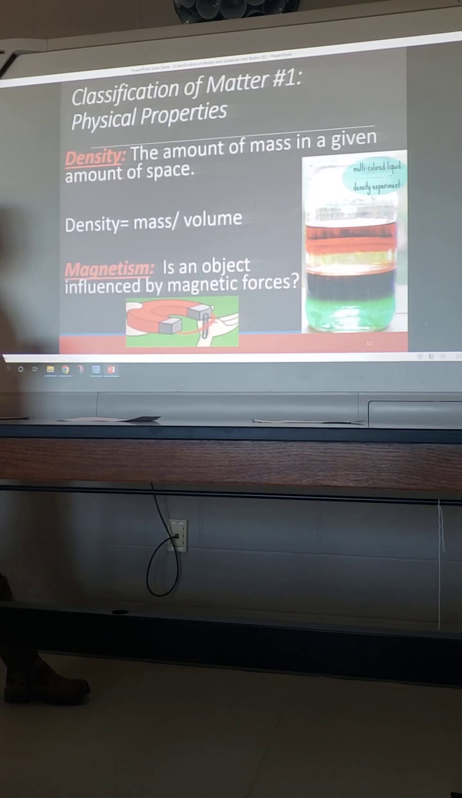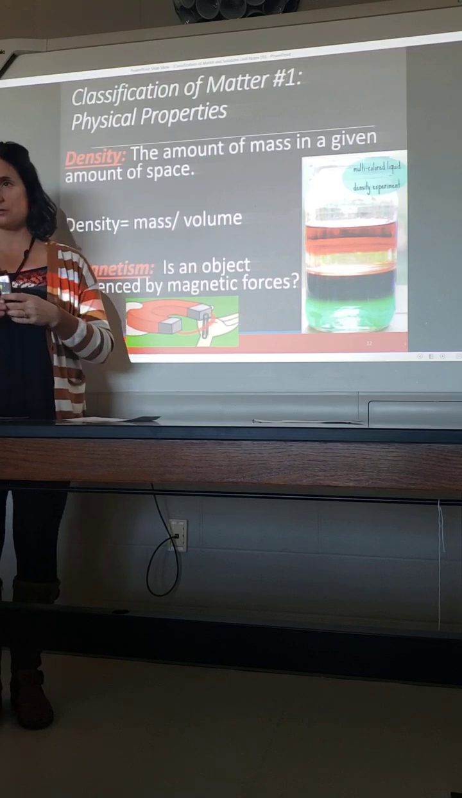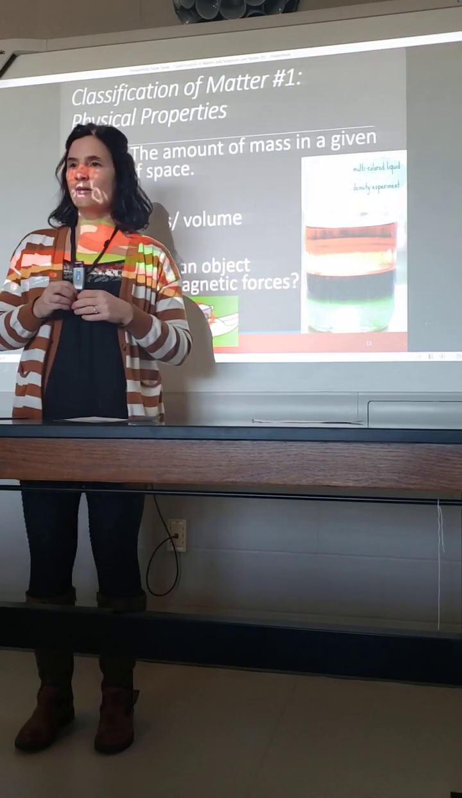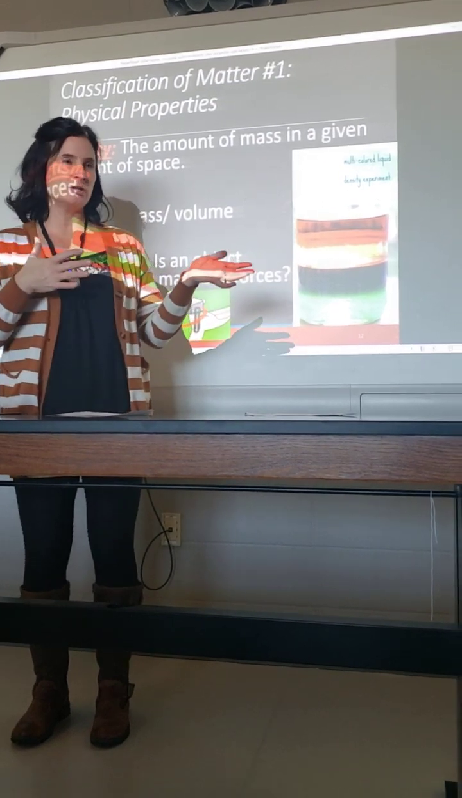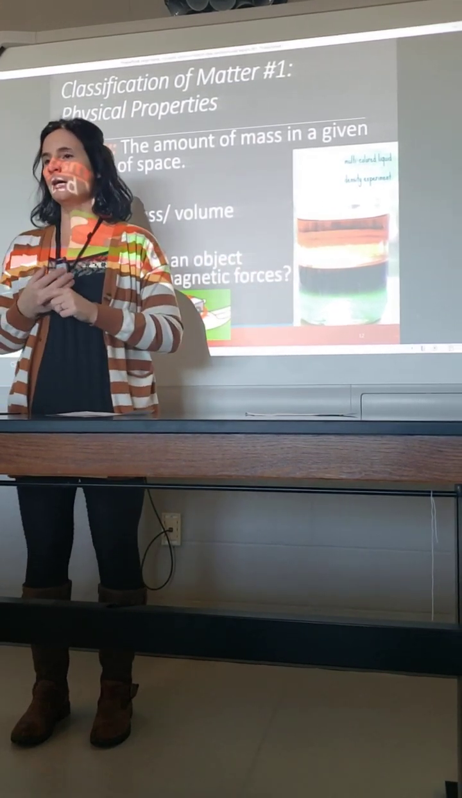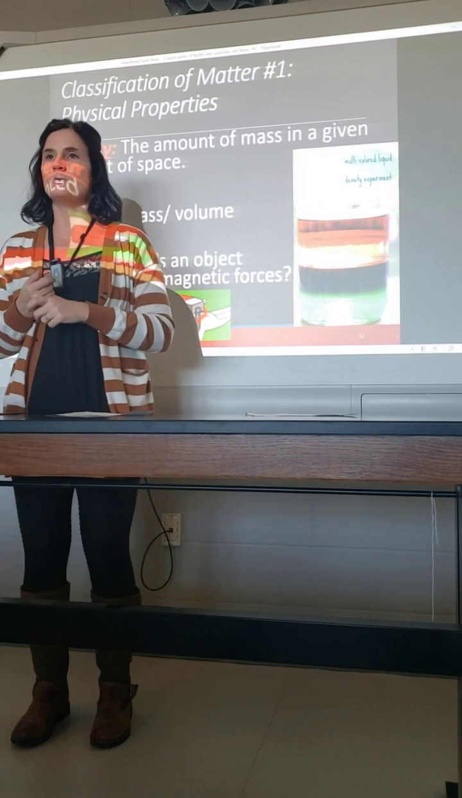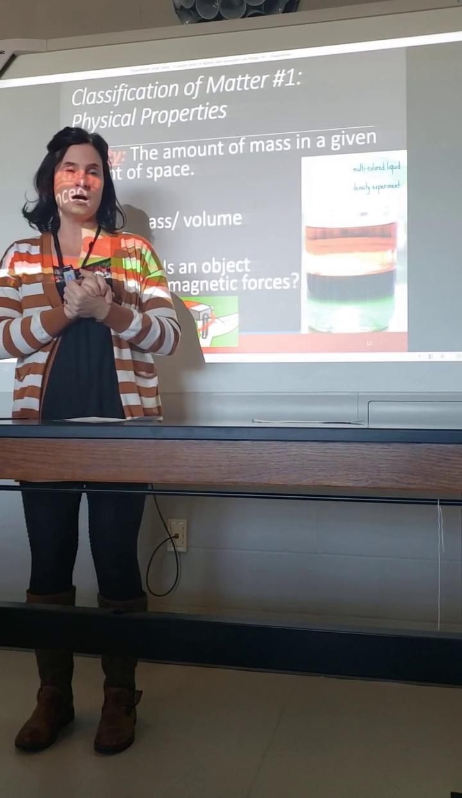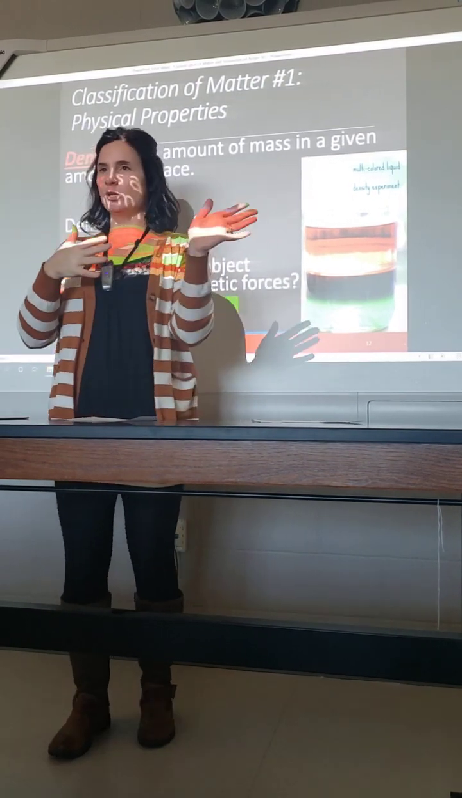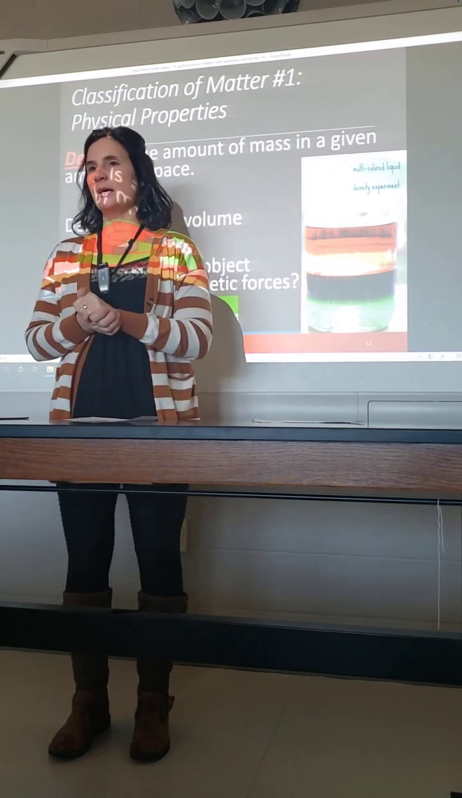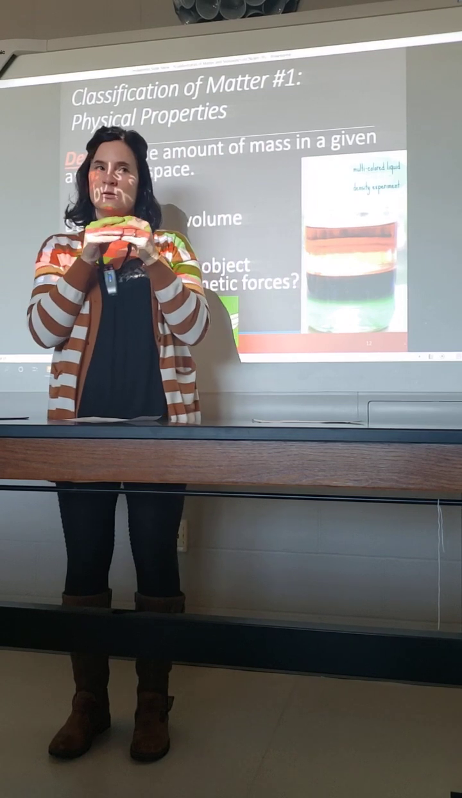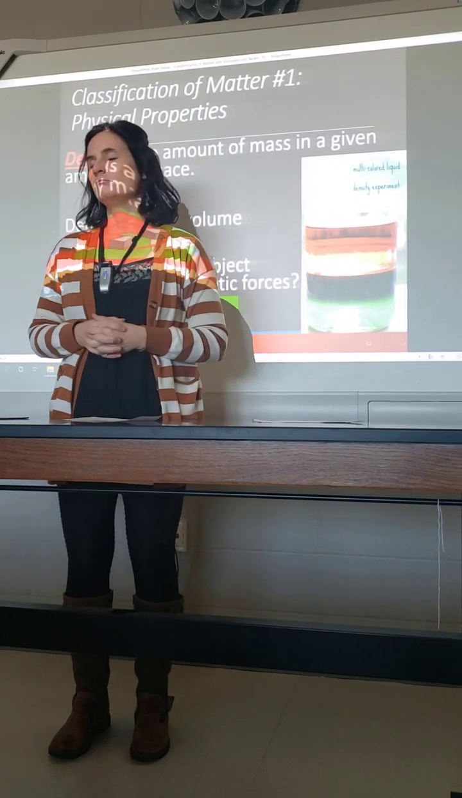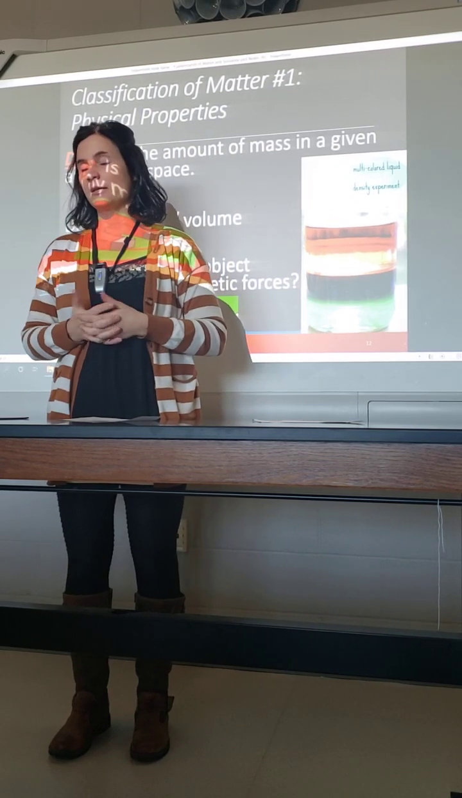And then finally, magnetism. Is the object influenced by the magnetism of other objects? Not everything is going to be magnetic, obviously. Usually iron, nickel, and cobalt are the magnetic metals. In those objects, the domains are all lined up facing a certain way, and that's why it's magnetic. If the domains inside those little atoms are pointing in different directions, then you're not going to have magnetic objects.